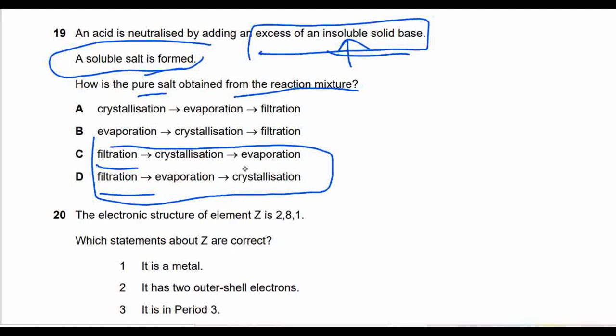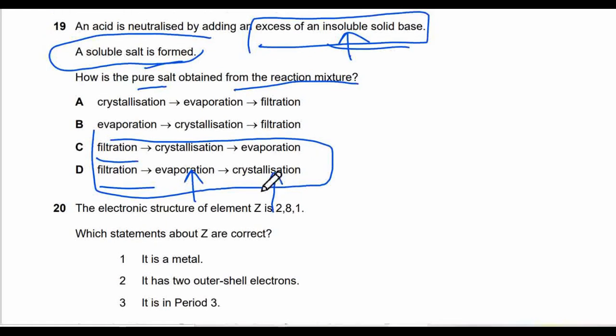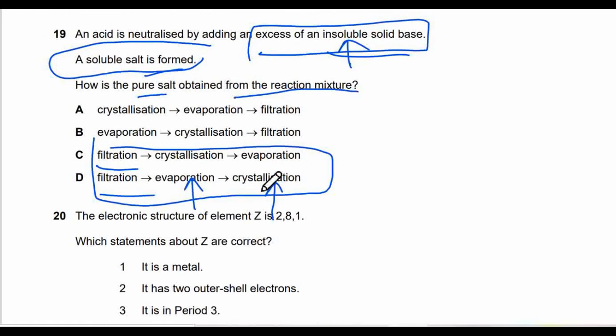After that, we'll get the soluble salt still mixed with water. So we need to evaporate, and then when the crystal is formed, we'll do crystallization. That is, evaporate the remaining water and dry it. So we obtain a dry crystal. So 19 will be D.